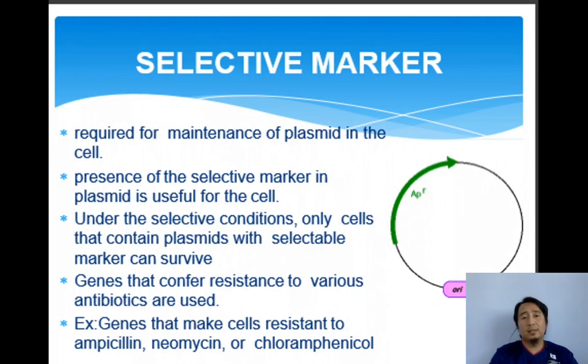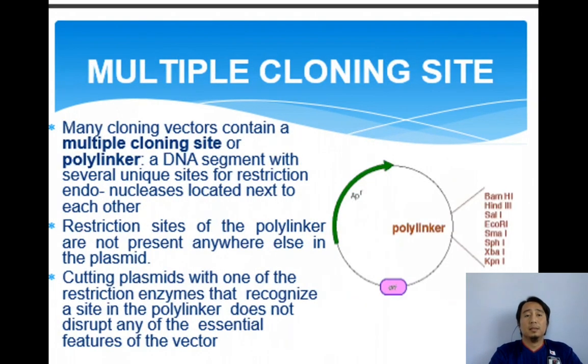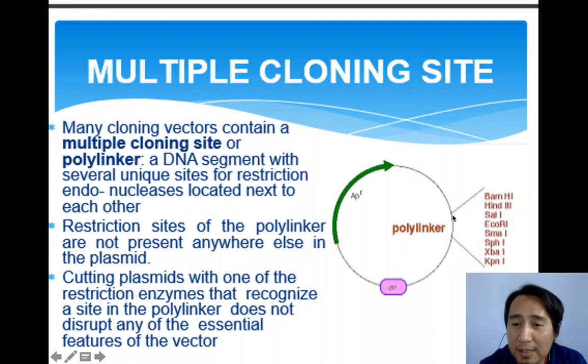So I've emphasized this so many times, the functions of the antibiotic resistance marker, and the multiple cloning site as well. Many cloning vectors contain a multiple cloning site, polylinker lah, okay? A DNA segment with several unique sites for restriction endonucleases located next to each other. So, for example, this is the MCS. So kat dalam MCS ni, dia banyak ada BglII, BamHI, HindIII, SalI, EcoRI, SmaI, SphI, XbaI, KpnI. So these are all restriction enzymes.